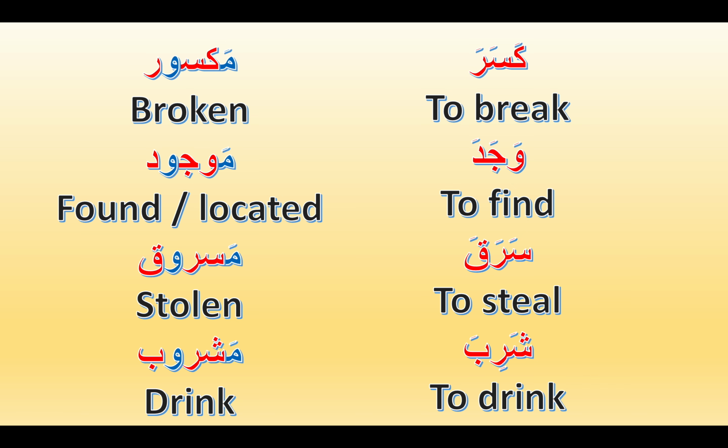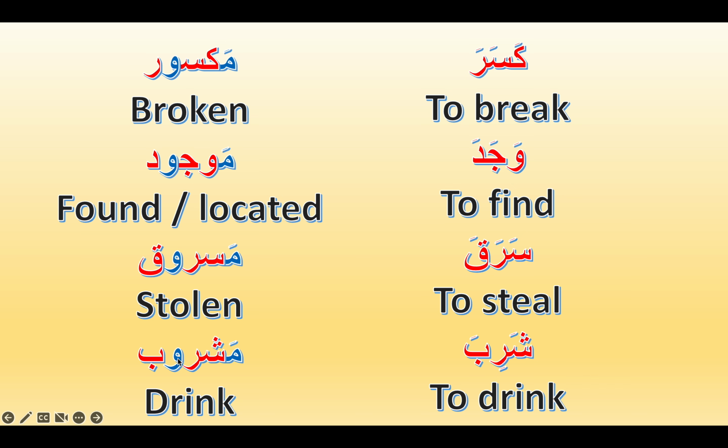Okay, let's see some more examples. So, كسر, to break. The passive participle is broken. So, كسر, the اسم مفعول, is مكسور. وجد, to find. موجود, found or located. سرق, to steal. مسروق, stolen.